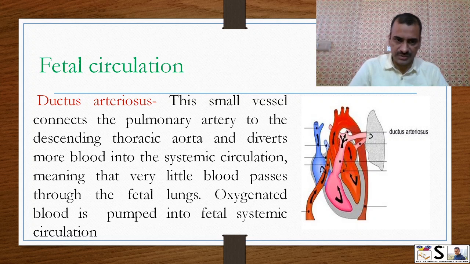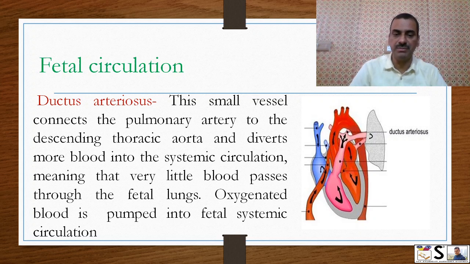Another special structure is the ductus arteriosus. This is a small blood vessel that connects the pulmonary artery to the descending thoracic aorta and delivers more blood to the systemic circulation. This means very little blood is passed to the fetal lung.